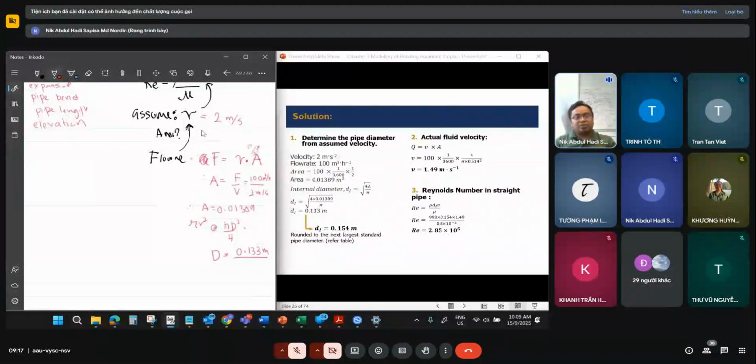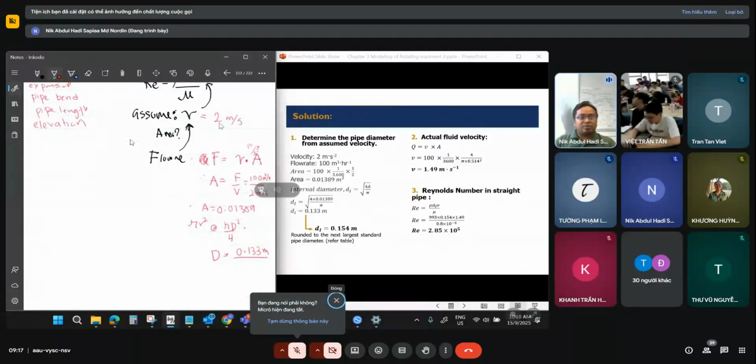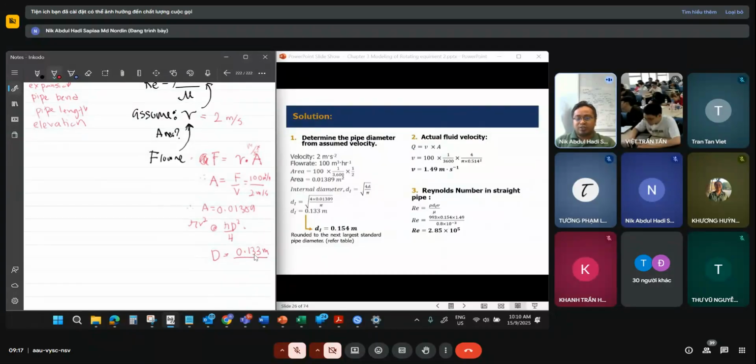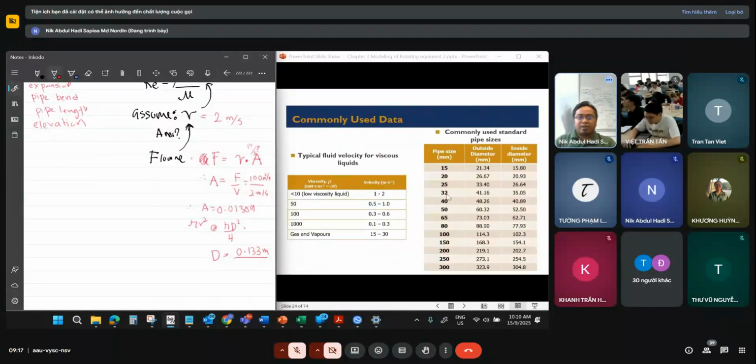Just to recap, what are the steps? From the viscosity of our fluid, we assume the velocity. From the assumed velocity, we can calculate the pipe cross-sectional area. From this, we can estimate the pipe diameter. Now our pipe diameter is 0.133. We are to round it up to the largest standard pipe diameter.